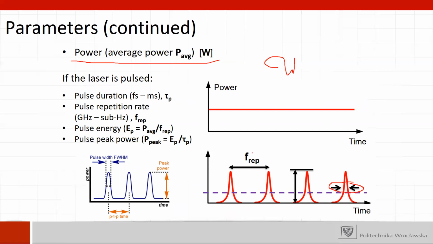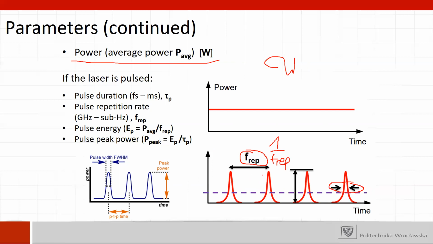We define the pulse repetition rate. So this is the repetition rate or repetition frequency. So how often the pulses are repeating at the output of the laser. We can also express it like the pulse to pulse time. However, definitely more often we use the repetition frequency rather than pulse to pulse time.